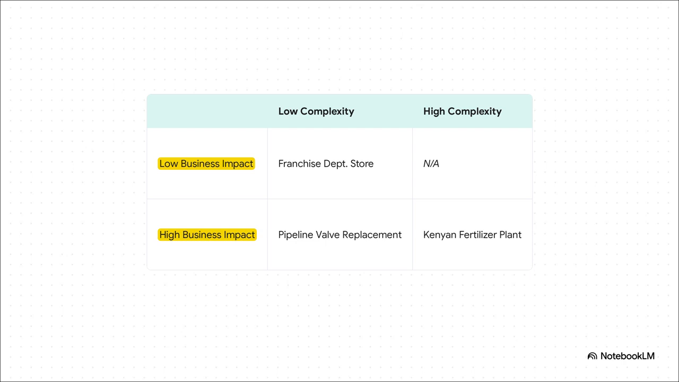And then you've got the granddaddy of them all over in the top right, this huge fertilizer plant in Kenya. We're talking new technology, a joint venture, tons of contractors, over 400 physical connection points. That is the textbook definition of high complexity and high impact. A project like that is practically screaming for a formal interface management system.